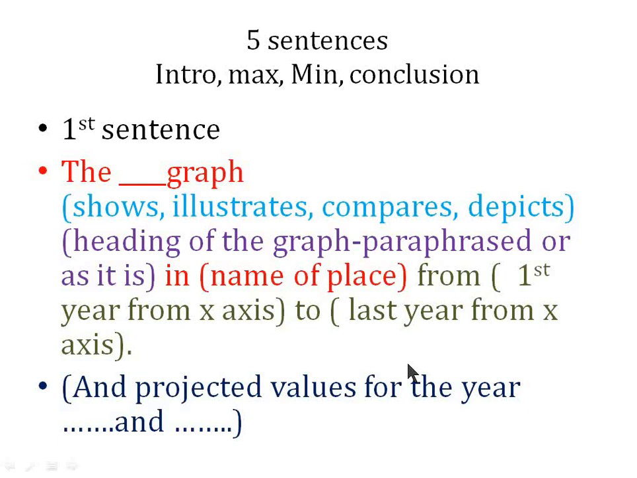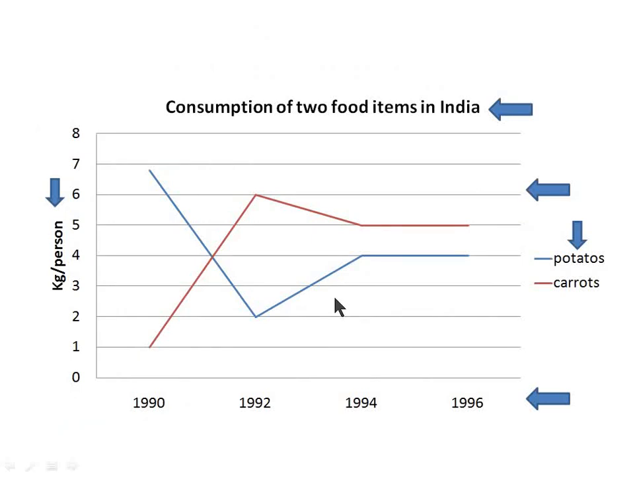In this case, we'll say in our preparation time we looked at the type of image as well as the heading, x-axis and y-axis. So our first sentence will be based on those items. The line graph shows consumption of potatoes and carrots in India from 1990 to 1996. This was our first sentence.